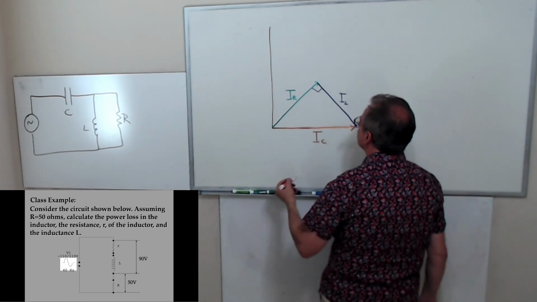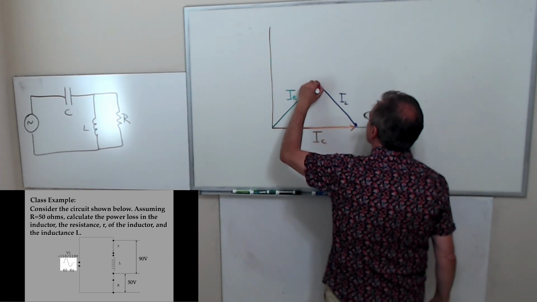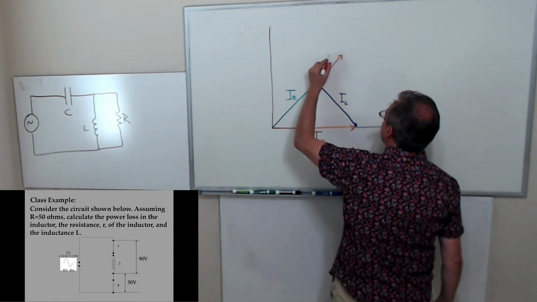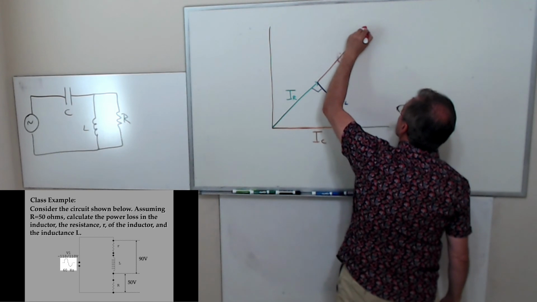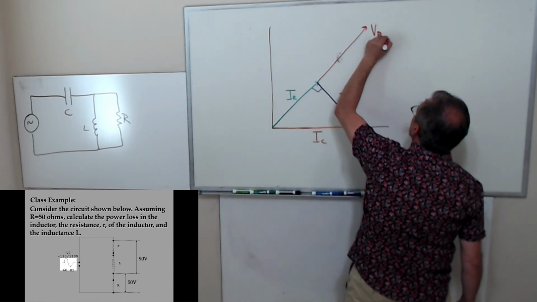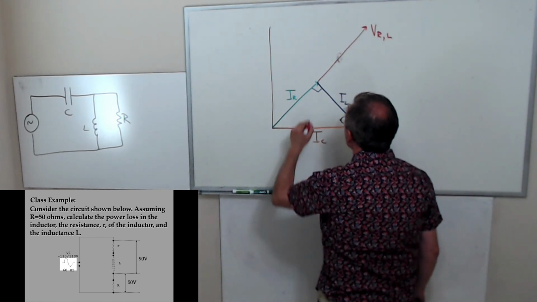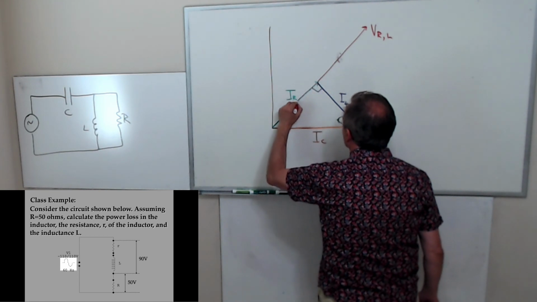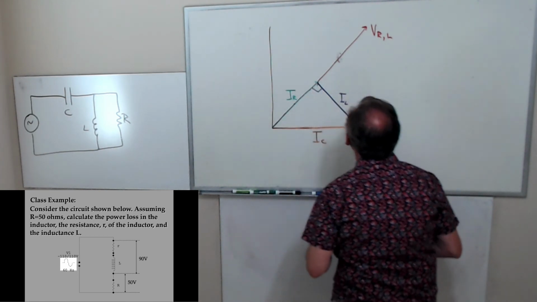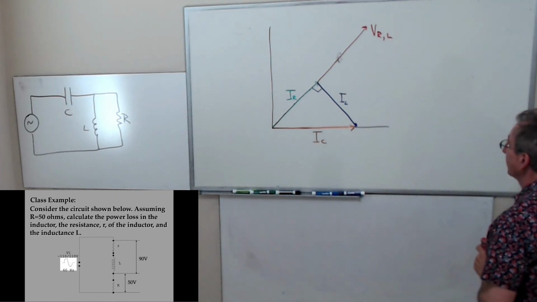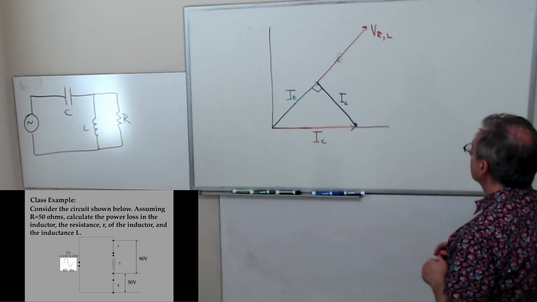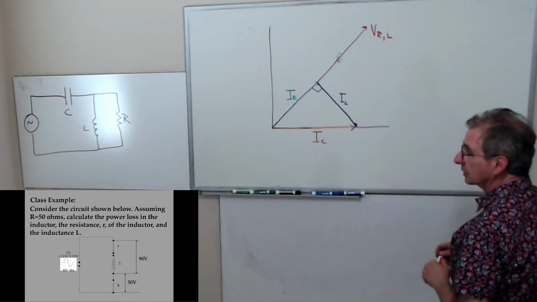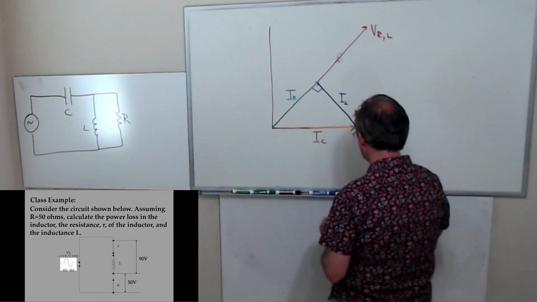The voltage across the resistor continues on. Let me make it longer. Is that. What about the capacitor? What about the voltage across the capacitor?